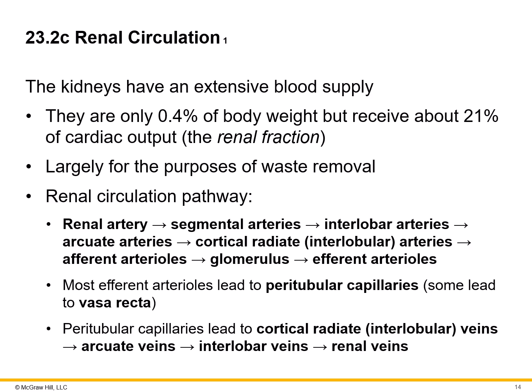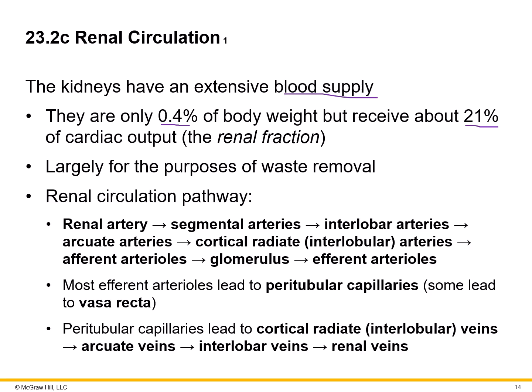Now, why did we need so much protection and cushioning and insulation? Okay, your kidneys have probably the most extensive blood supply of any organ by weight. They're only 0.4% of your body weight, but they receive 21% of your cardiac output. That's more than the brain even receives. We call that the renal fraction, that percentage that your kidneys receive.